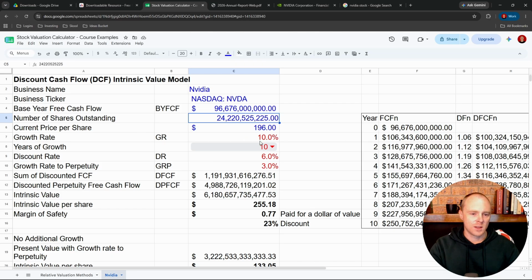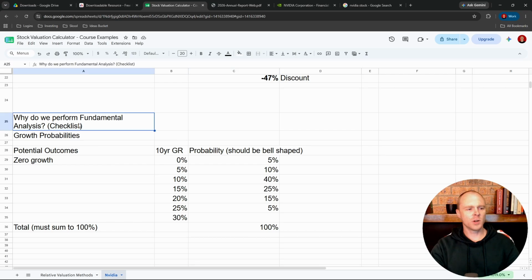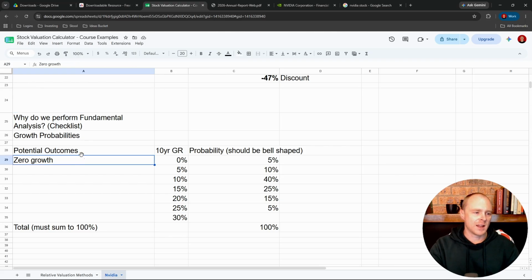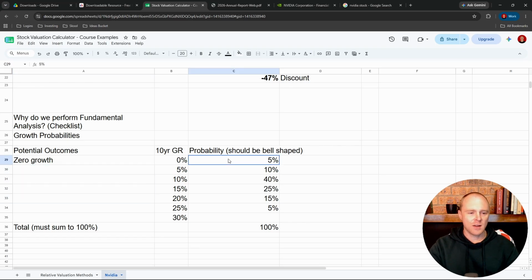Now, where the important part lies is in these red numbers, okay? So the whole point of doing a fundamental analysis and reading through the annual report is to be able to understand the business and understand what the potential outcomes for the business are. We want to find a business that's consistent and we have a pretty good understanding of where it's going in the future. Now, that gives us an understanding to be able to come up with some scenarios and have an understanding for what kind of growth rate we are going to expect for this business.